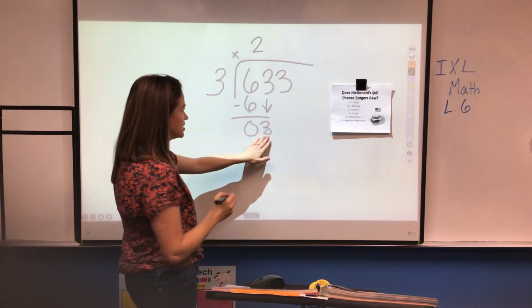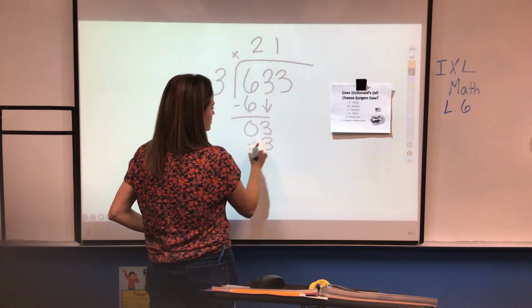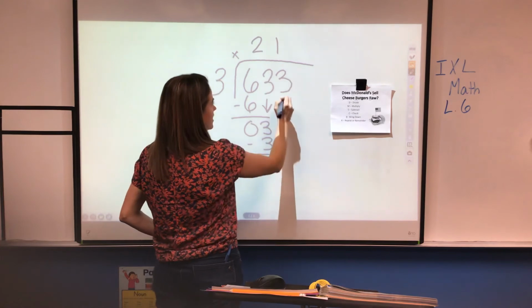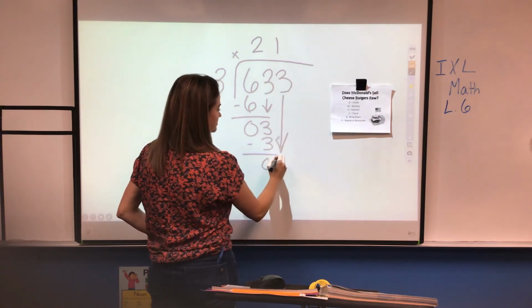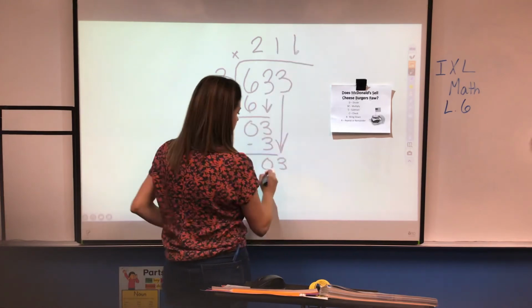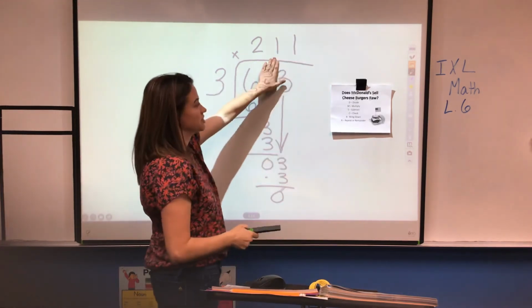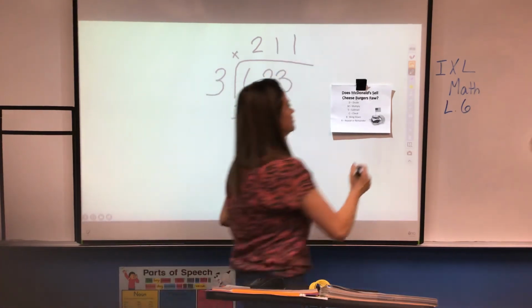3 would go into 3 1 time. 1 times 3 is 3. You get a 0. And then you'd bring down your next 3. How many times would 3 go into 3? Just once again. And you would get 0. So your answer should be 211.